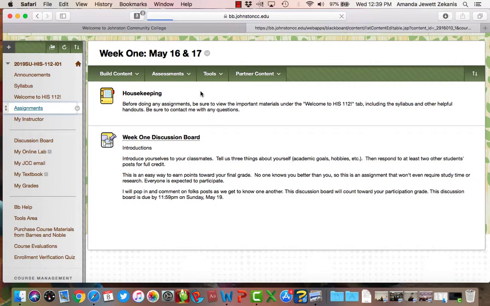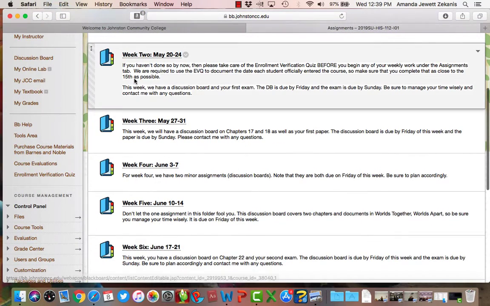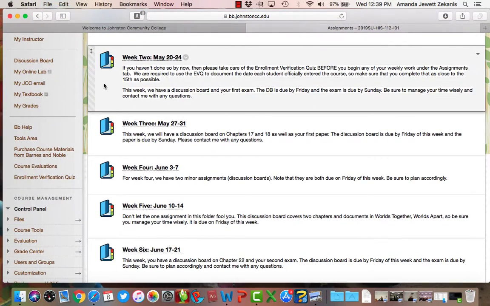Then if we go back, let's just explore week 2 real quick. This is your first full week. If you haven't already done so, by the time week 2 starts, you need to do that enrollment verification quiz. Remember, that keeps you in the class. That is due by May 22nd. Okay, and this will tell you in here what's going on that week. Got a discussion board and your first exam.